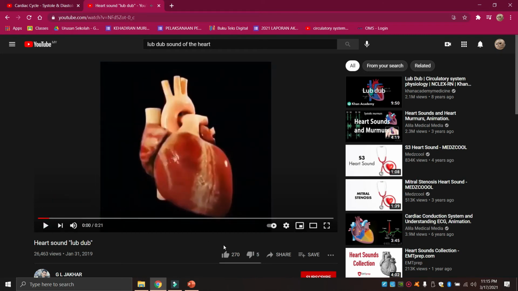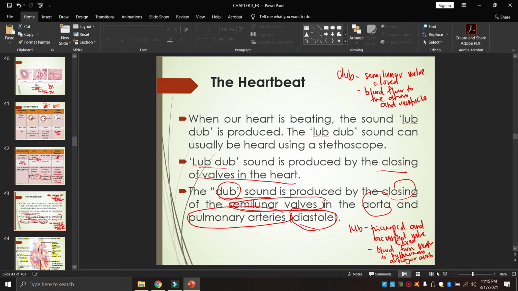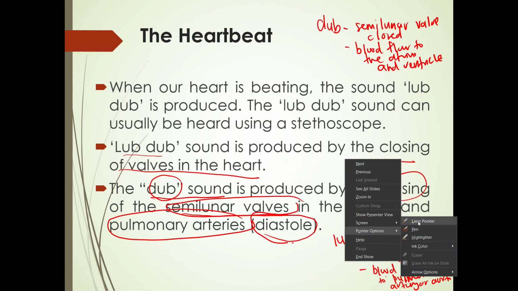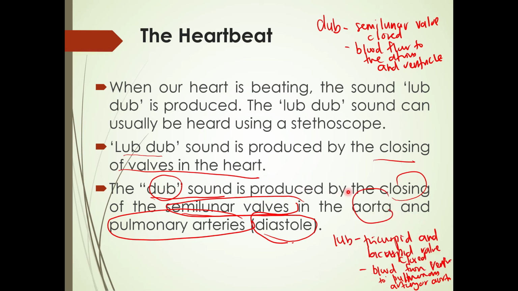So I stop here first. The lap dub sound is produced by the closing of valves in the heart. And the dub sound is produced by the closing of the semilunar valve in the aorta and also the pulmonary arteries. This one we call diastole. So the dub sound is produced when the semilunar valve is closed, in the aorta and also in the pulmonary arteries.